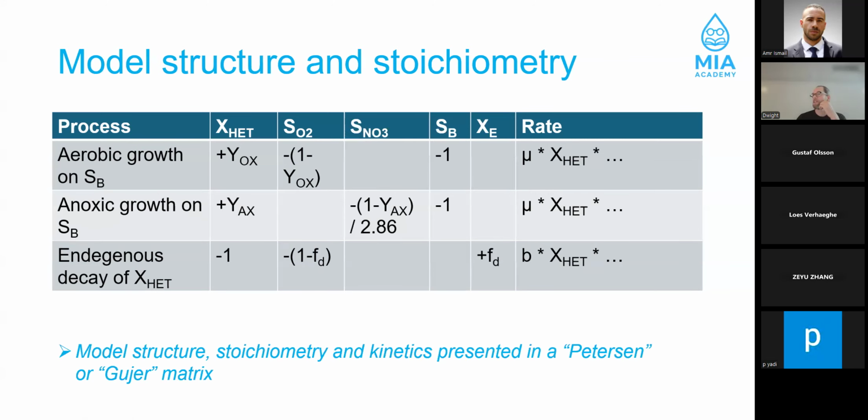So here's the model structure, stoichiometry, and now we've introduced the rate kinetics column. Okay, and what do we call that typically? We can call it a model matrix, or you might see it called the Peterson matrix, or you might see it called the Gujer matrix.